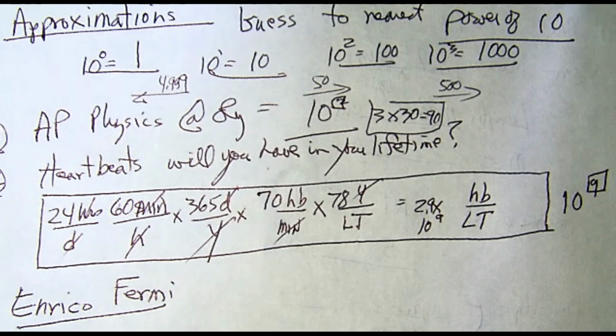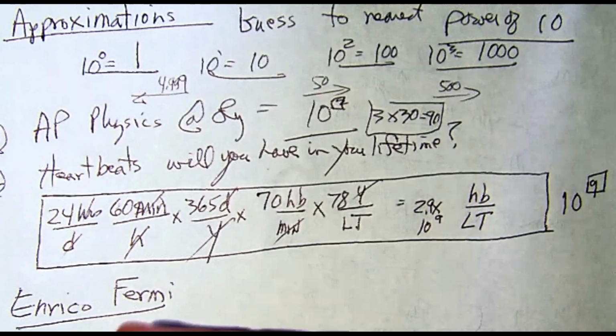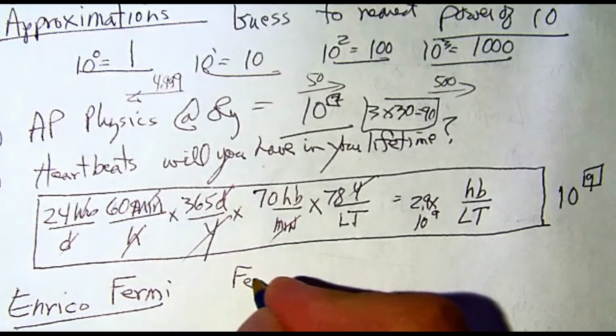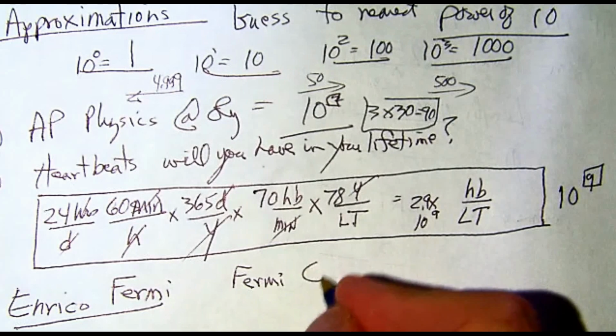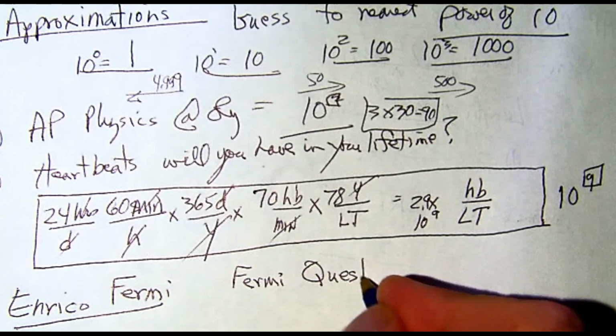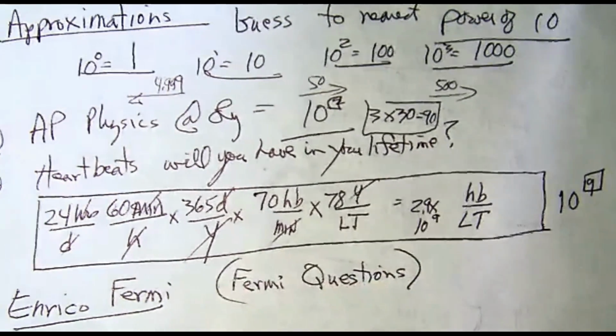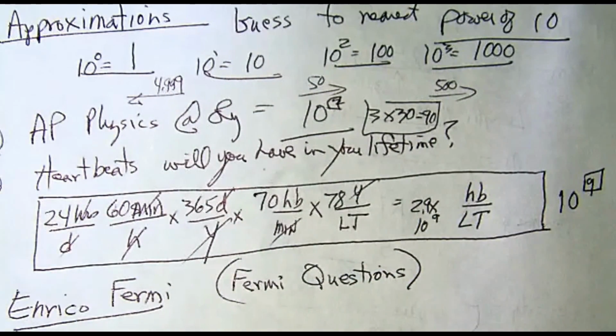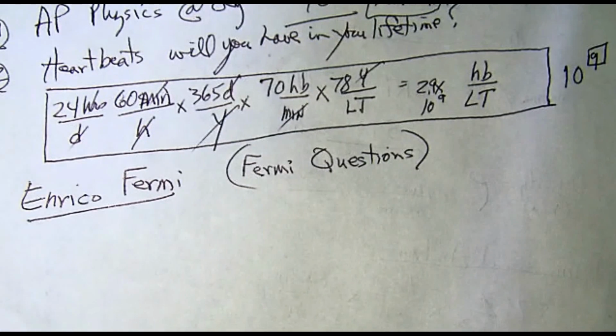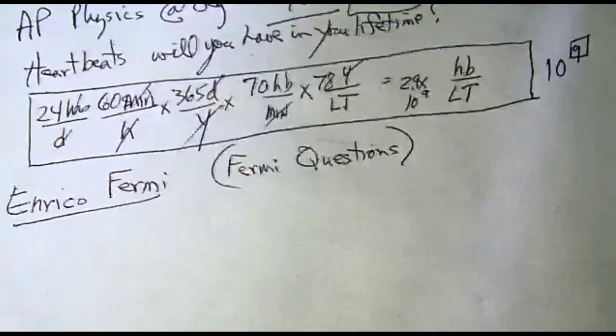One of his teaching techniques was to ask questions like this. Now we call these Fermi questions. We've named them after him. Anytime you're estimating something that you cannot measure directly to get an estimate, we call it a Fermi question, and they're all kind of fun. His famous question was, how many piano tuners are there in Chicago?